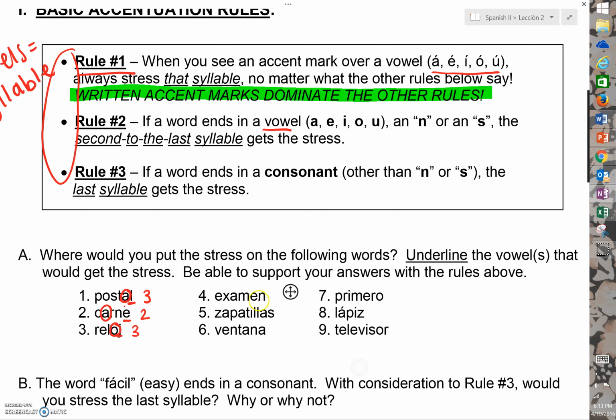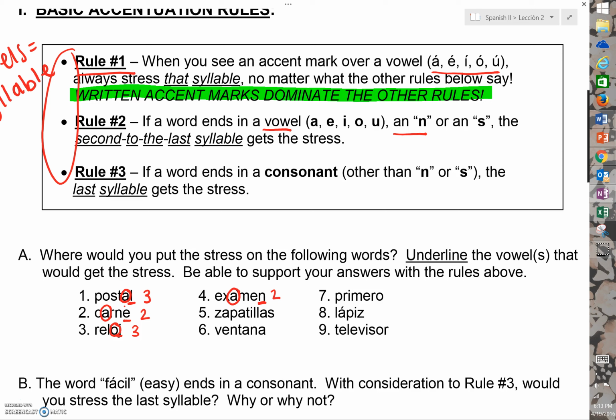Examen. Examen ends in an N. So according to rule number 2, if a word ends in a vowel, N or S, the second to the last syllable gets the stress. So we're going to count. That's our last syllable. Here's our second to last syllable. That A is going to receive the stress when we pronounce examen.